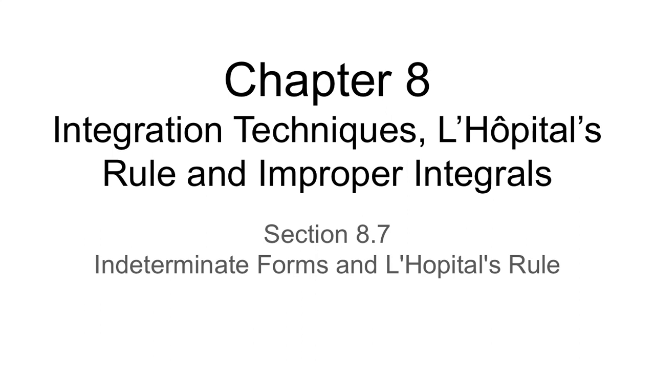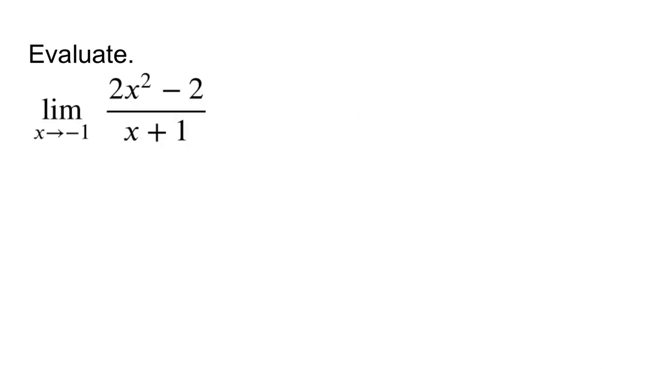All right, folks, welcome to 8.7, where we're going to talk about indeterminate forms and L'Hopital's rule. First of all, folks, let's remind you how to evaluate a limit. And remember, the easiest way to evaluate any limit is to simply plug in the value that we're evaluating the limit to. So in this case, the limit as x approaches -1.